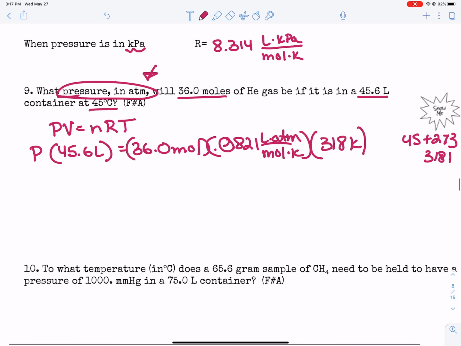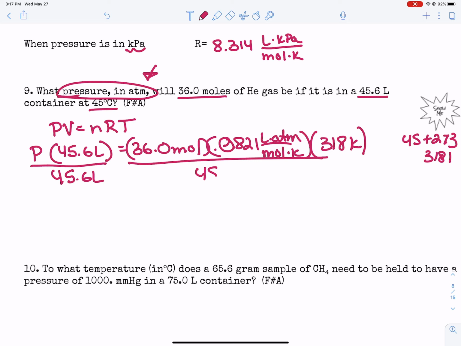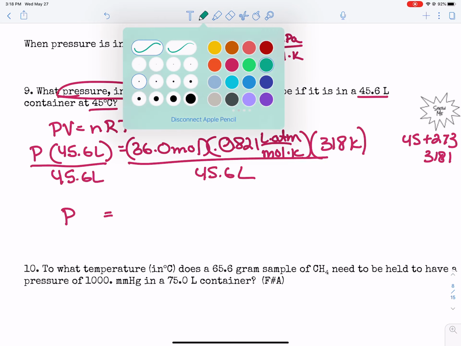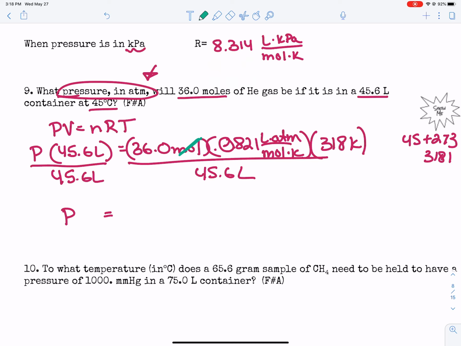Okay, and now divide both sides by 45.6 liters. And my pressure is equal to, look at how all these crazy units are going to cancel out. Mole in the numerator, mole in the denominator. Kelvin in the denominator, Kelvin in the numerator, liter in the numerator, liter in the denominator. So my answer will have units in ATM. It's 20.6 ATM. And yep, 3 significant figures is just fine, right? All of these numbers have 3 significant figures in them.